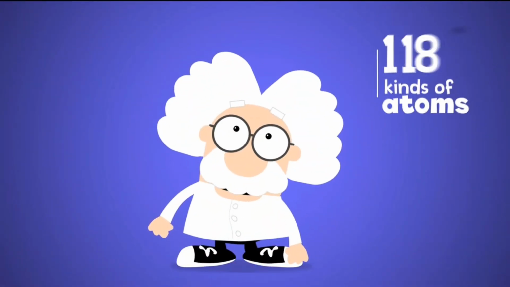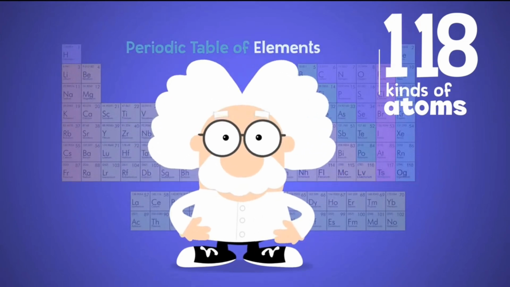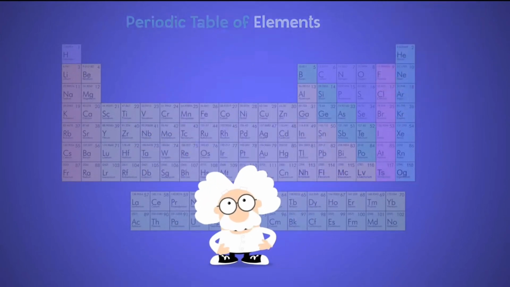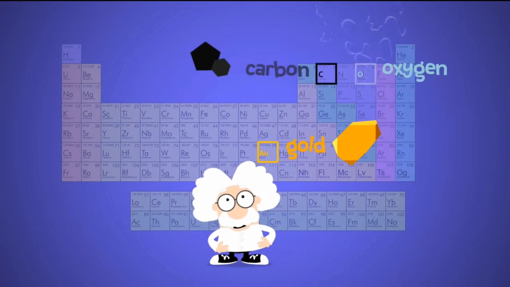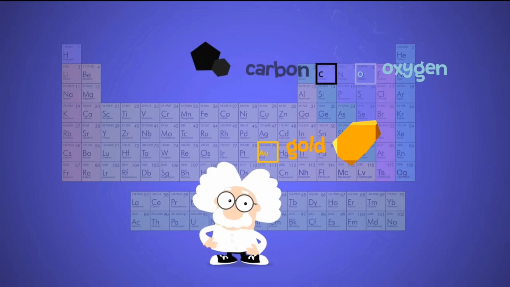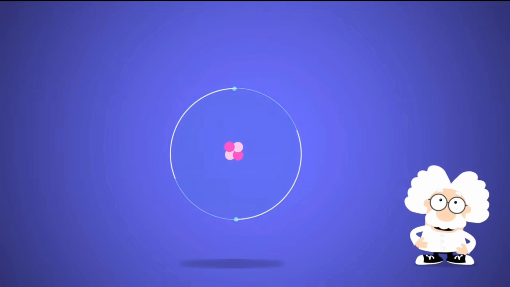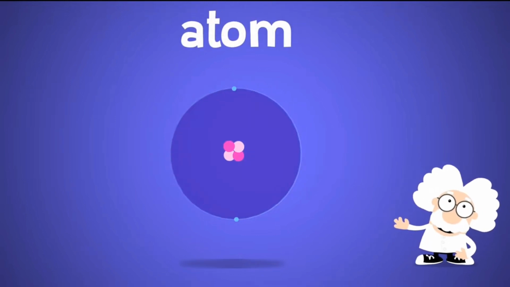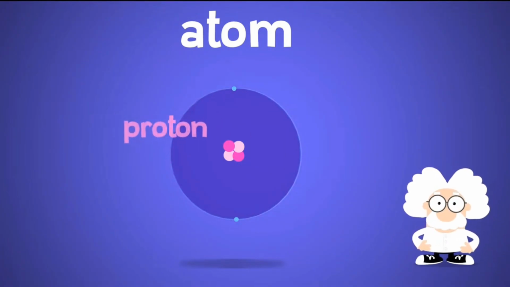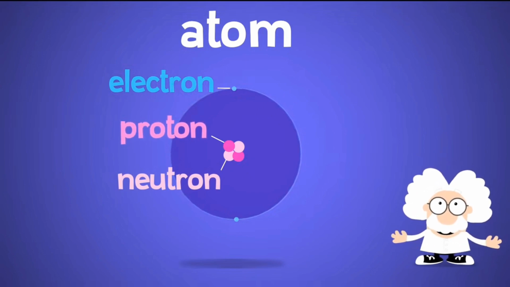There are 118 different kinds of atoms, which are each the smallest part of an element. If we observe elements like gold, carbon, and oxygen, we can see that they have very different properties that don't look or act the same. But why are they so different? Well, it comes down to what's inside their atoms. As you can see here, atoms are made of tiny particles called protons, electrons, and neutrons. And each of these tiny particles does something special.